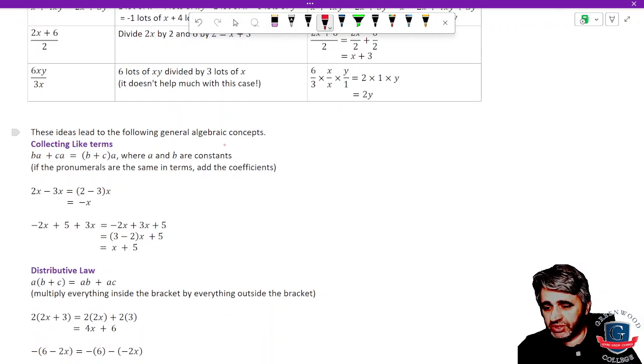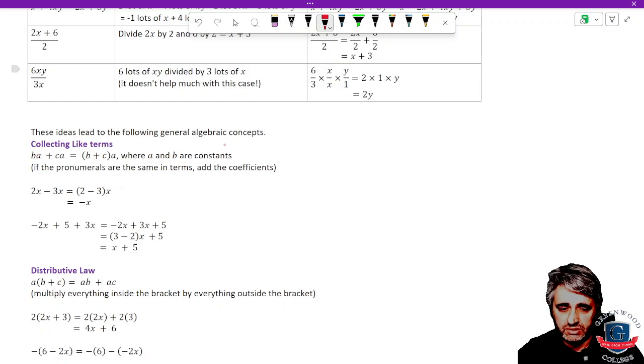And in this case, we're going to have 6xy and we're going to divide by 3x. Saying it in this case doesn't really help much. 6 lots of xy divided by 3 lots of x doesn't do much. But we then split it into multiple fractions. 6 on 3, x on x, y on 1. There's no y's in the denominator, so stick 1 there. And then simplify. 3 goes into 6 twice, or divide both by 3.